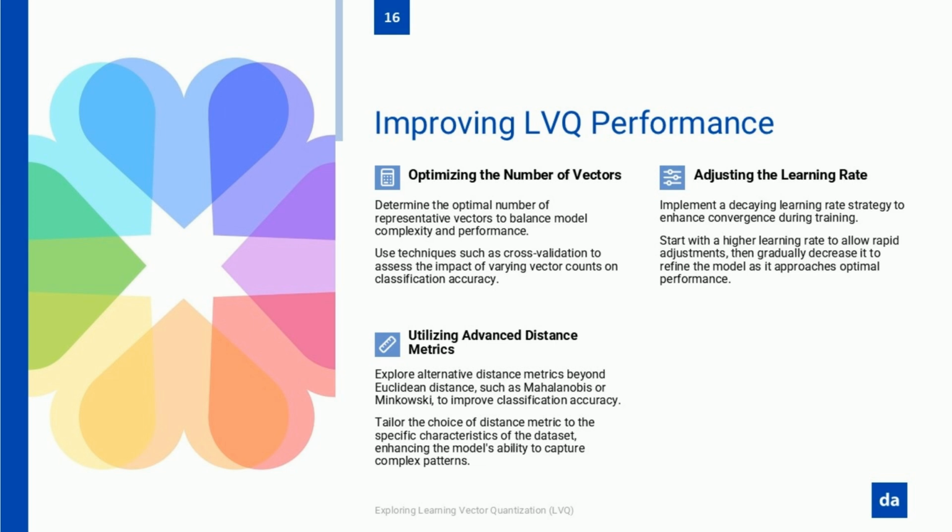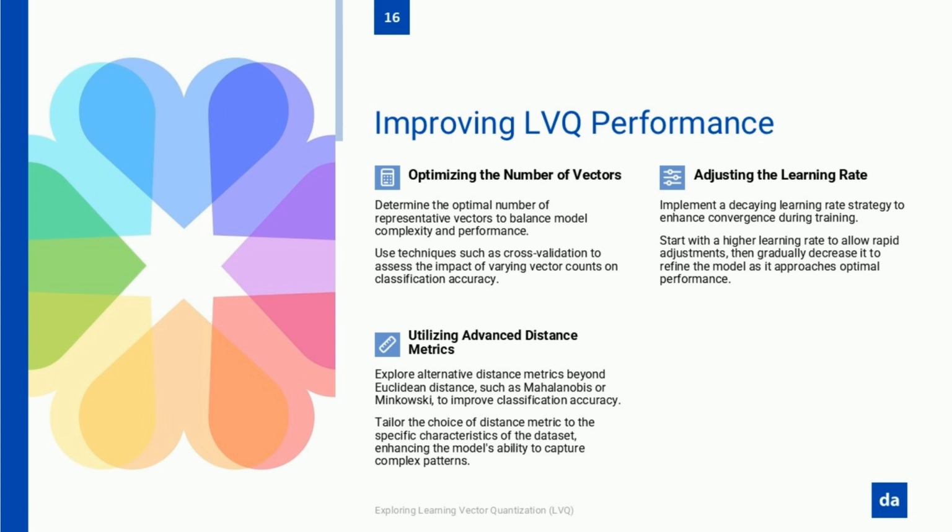Now let's talk about distance metrics. By default, LVQ uses Euclidean distance to determine the closest prototype vector, but sometimes Euclidean distance isn't the best choice, especially for high-dimensional data. Alternative metrics like Manhattan distance or Mahalanobis distance can sometimes improve performance depending on the structure of the dataset. Imagine trying to measure the distance between two cities. Do you go in a straight line, Euclidean, follow a grid of streets, Manhattan, or account for terrain and road conditions, Mahalanobis? Choosing the right approach makes all the difference.